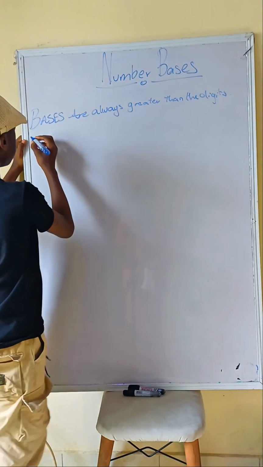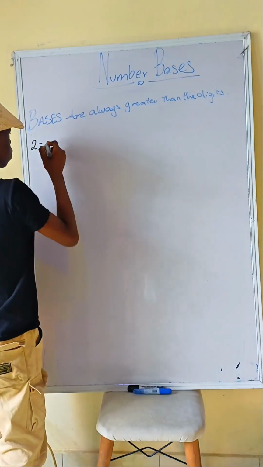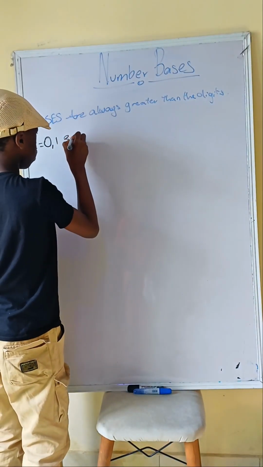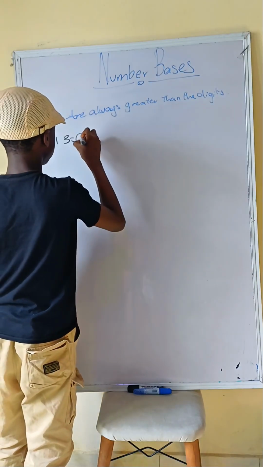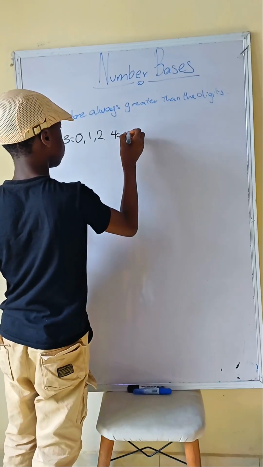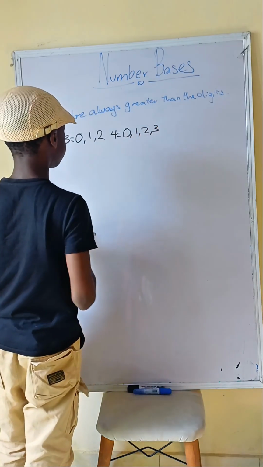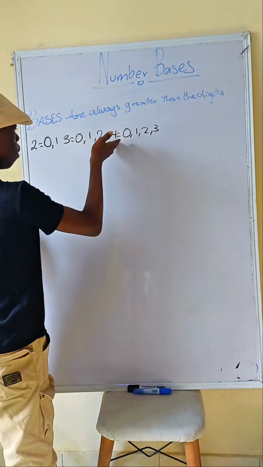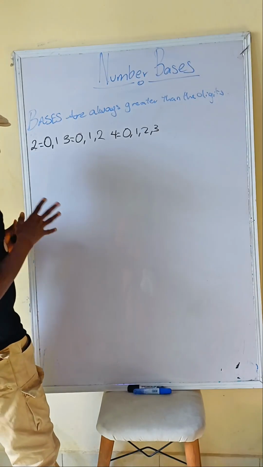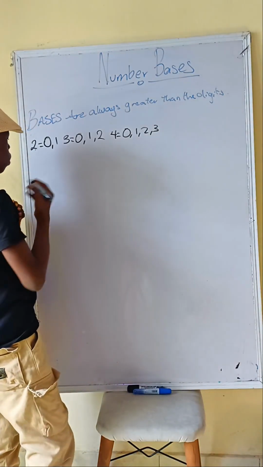So let's say, for example, base 2 consists of the digits 0 and 1. Base 3 consists of the digits 0, 1 and 2. Base 4 consists of the digits 0, 1, 2, 3. You can see all of them are lesser than the base. That is what base is. So let's tackle a question like this.